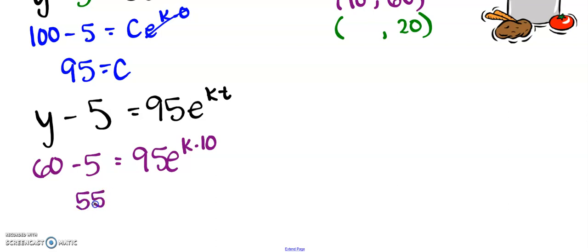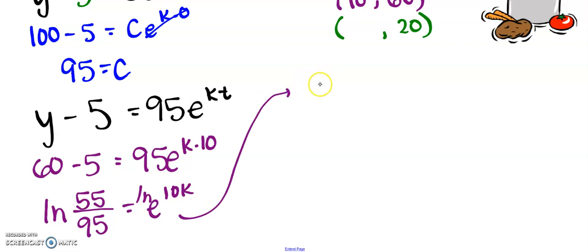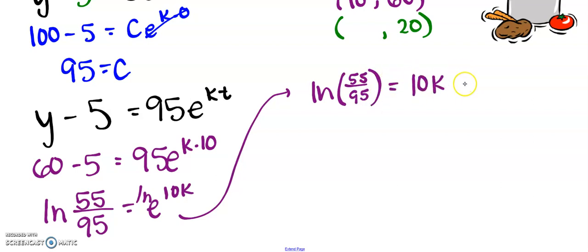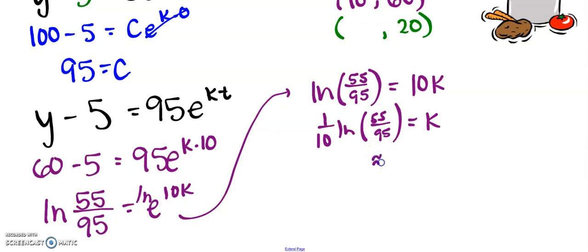So watch how I find k. 60 minus 5 is 55, divided by 95 is equal to e to the 10k. I'm going to take the natural log of both sides. And then divide by 10. So the natural log of 55/95 is equal to 10k, technically times the natural log of e, but that'll be gone. So k equals 1/10 natural log of 55/95. Now, you can round this in your calculator to be approximately negative 0.0547, but I would store that as something in your calculator so you don't have rounding error in between.